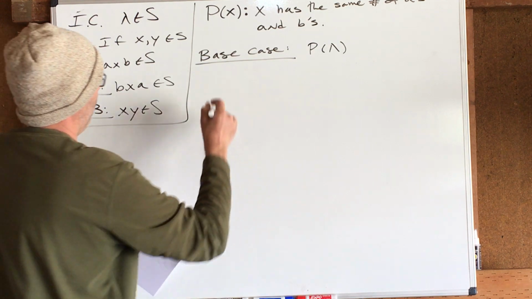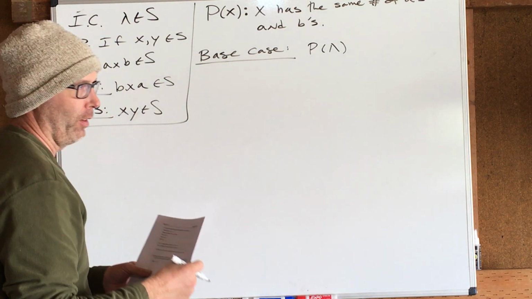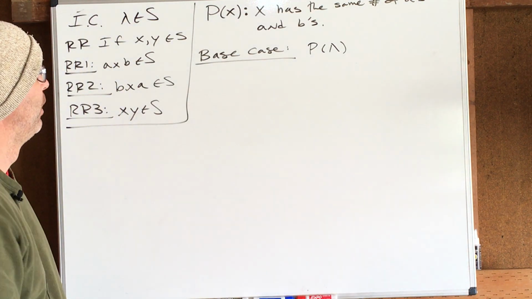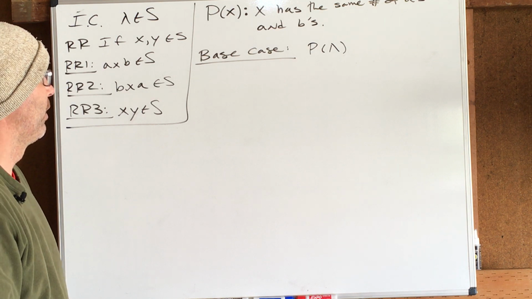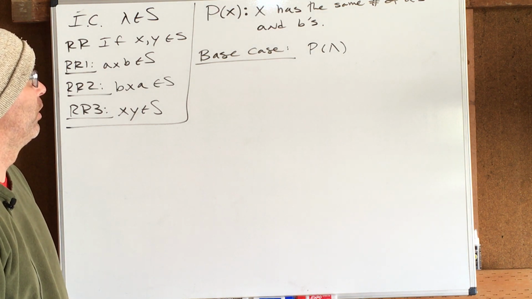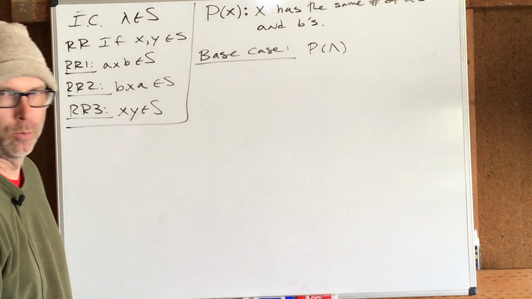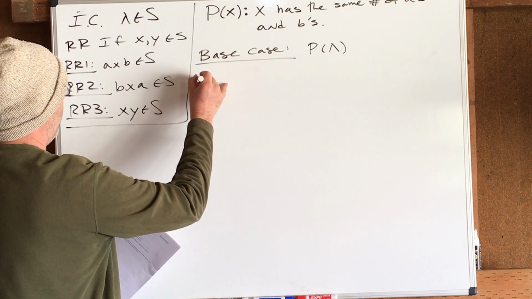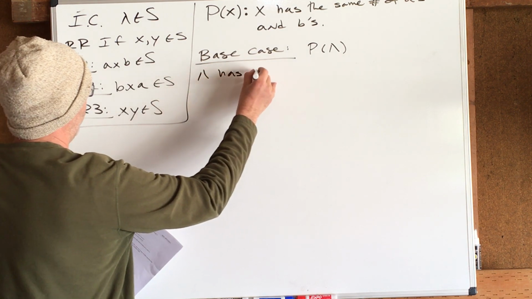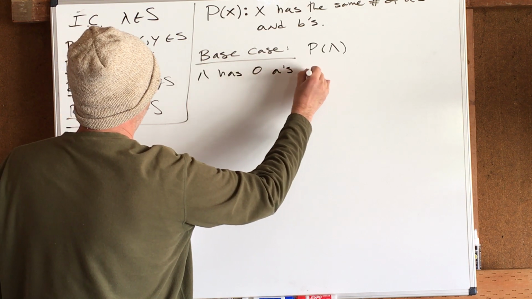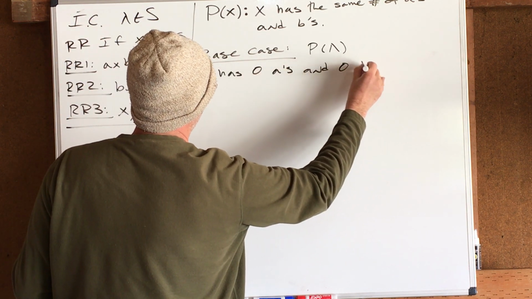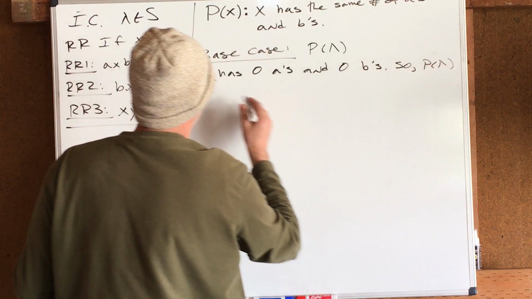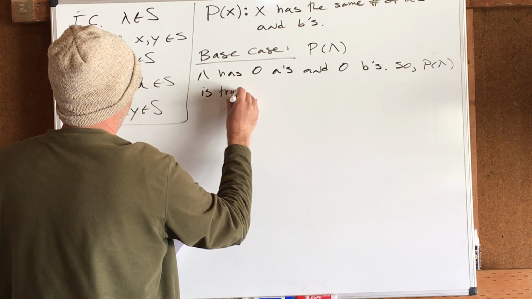All right, so the proof here is basically, lambda is the empty string. It doesn't have anything, right? So it has nothing in it. So it has 0 A's and 0 B's, right? 0 is the same number. So lambda has 0 A's and 0 B's. So P of lambda is true.